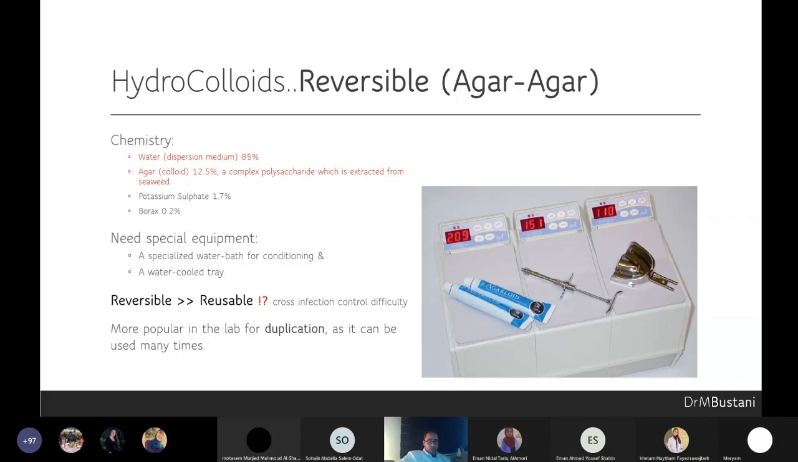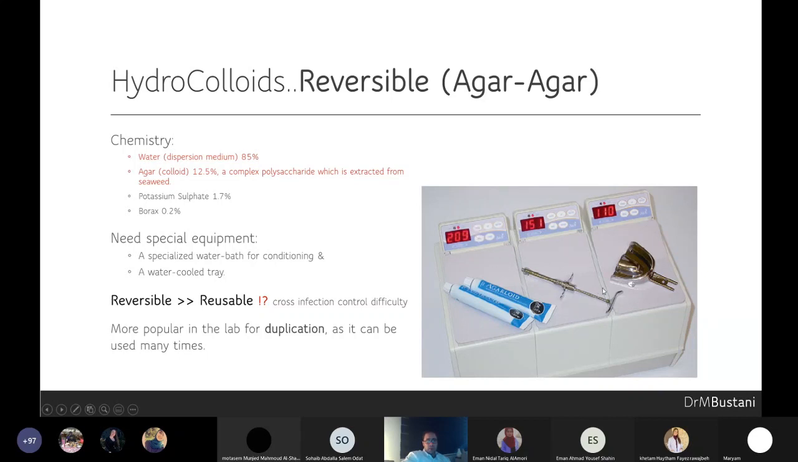You can see in the photo that agar is supplied in two tubes, similar to a toothpaste tube. They are mixed together and then tempered. First of all, they are heated in the first bath on your right to about 100 degrees, and then stored in the second bath at about 70 degrees, and then they are tempered down to something between 30 to 50 degrees, to be ready to introduce to the patient's mouth.